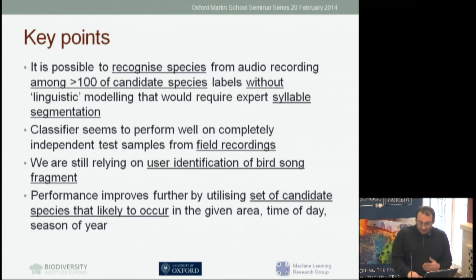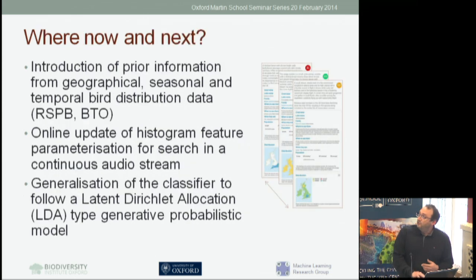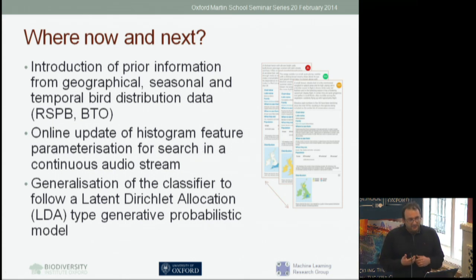And if you have, as we do have, distributions of birds, of species around a certain area, around a certain time of the year and day and so on, you can introduce that as a prior. And that's what we're currently working on. As I said, we're currently working on an online update of the features. So as you go around, you can tell that there's no point classifying something here because there's no bird song here. You have a measure of that.